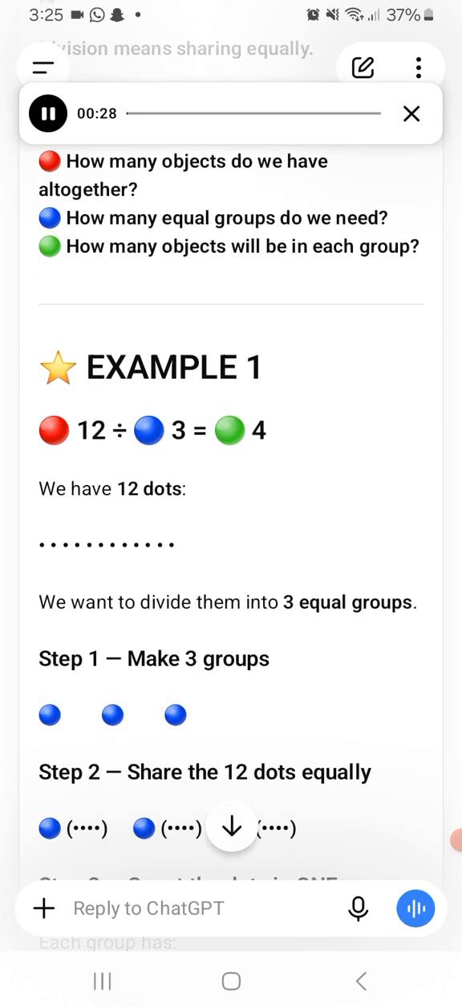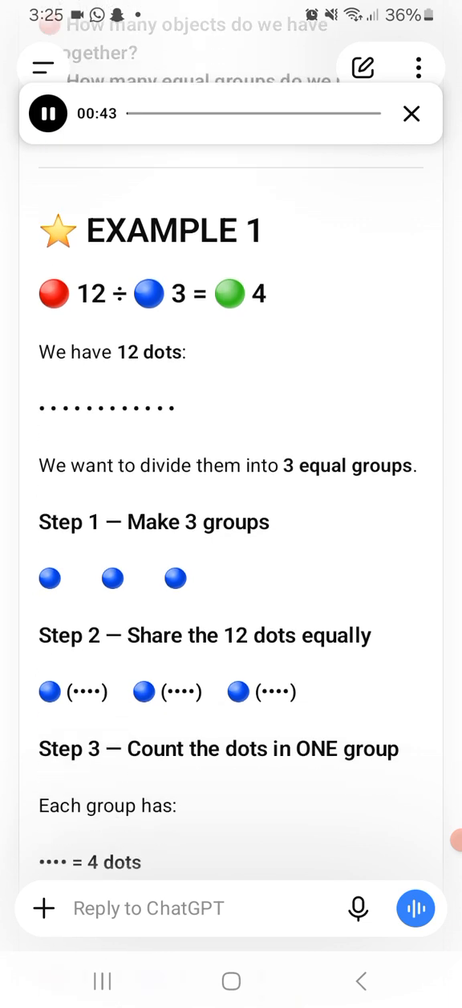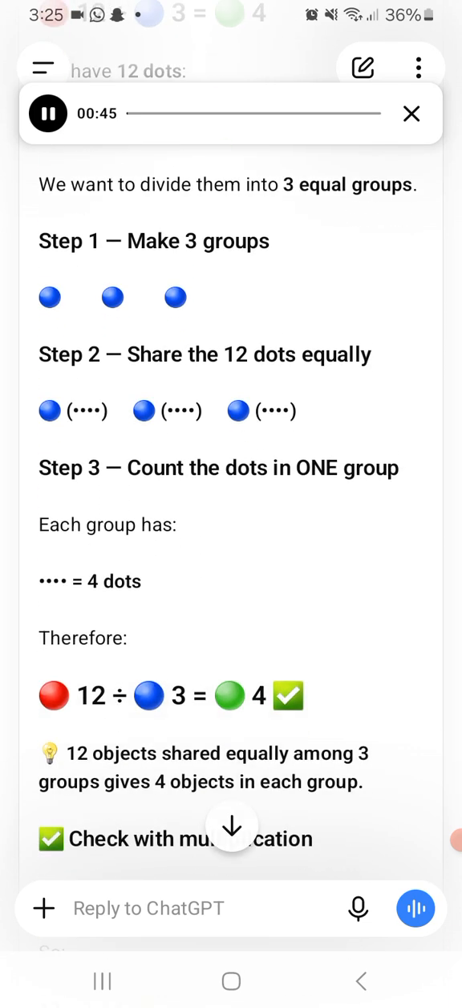Take example 1, 12 ÷ 3 = 4. We have 12 dots. We want to divide them into 3 equal groups. Step 1, make 3 groups. Step 2, share the 12 dots equally. Step 3, count the dots in one group. Each group has 4 dots. Therefore, 12 ÷ 3 = 4.